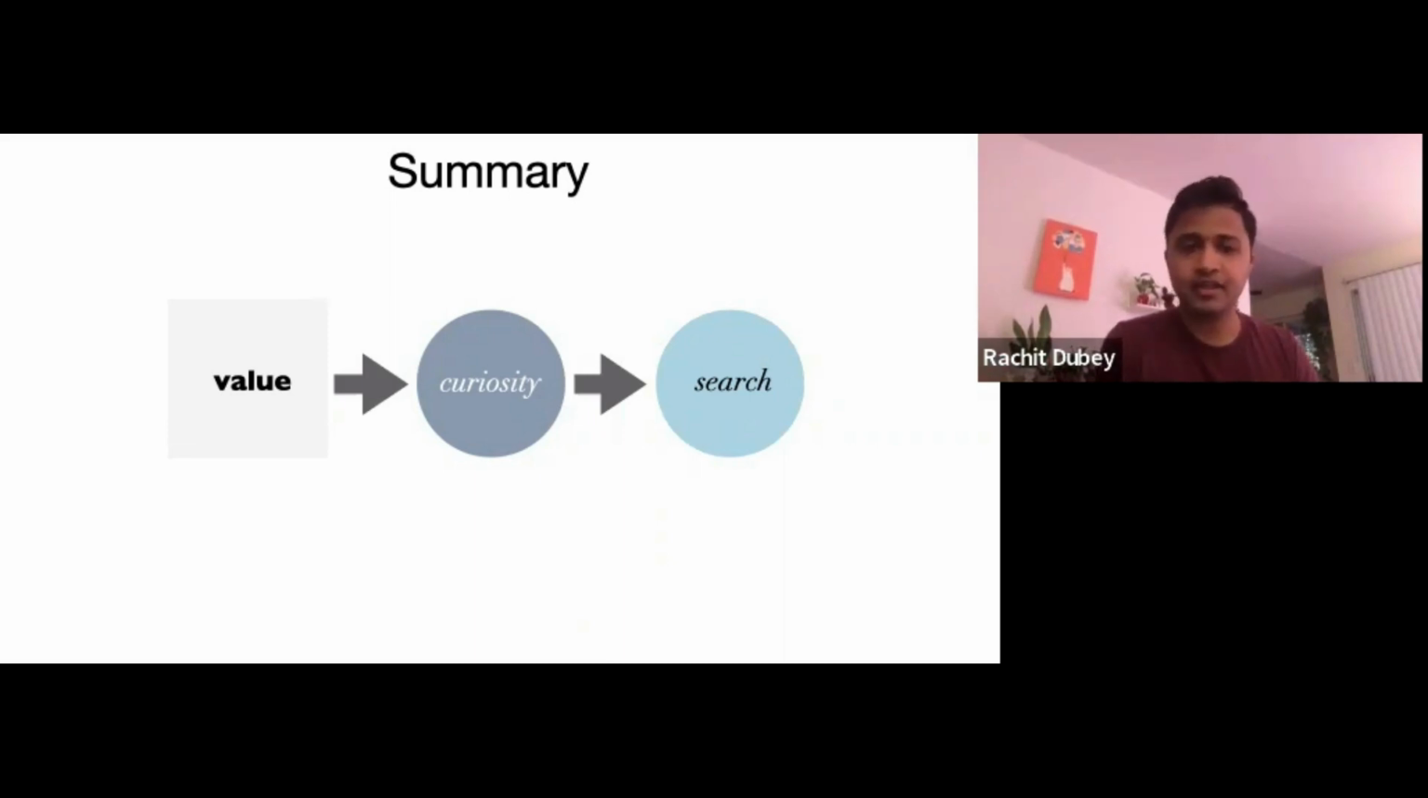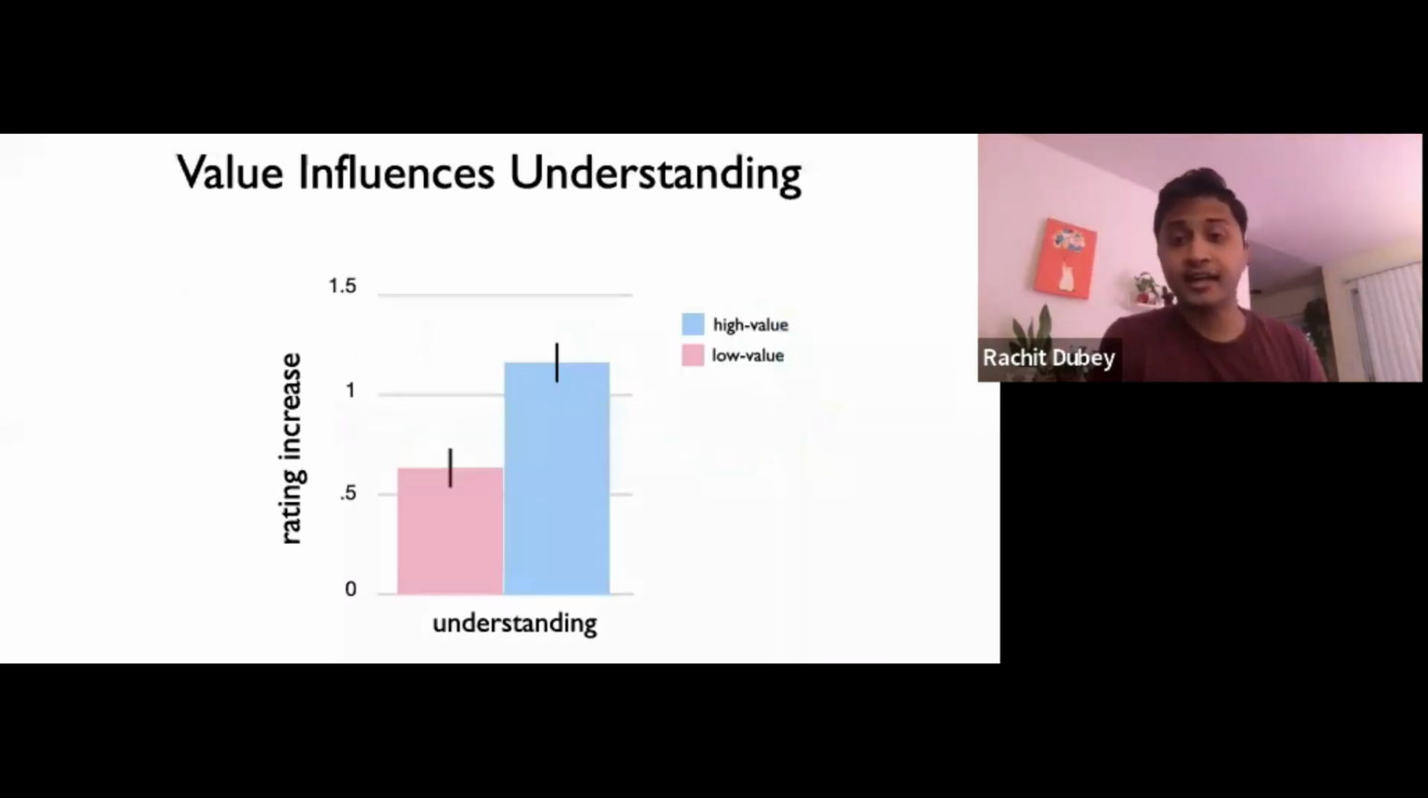That being said, there is one important confound here: the increase in curiosity could be driven by other factors, such as an increase in understanding. And indeed, we see that people's perception of their understanding also increases, for both the high value as well as the low value article. And the effect of our value manipulation on curiosity was partially mediated by understanding.